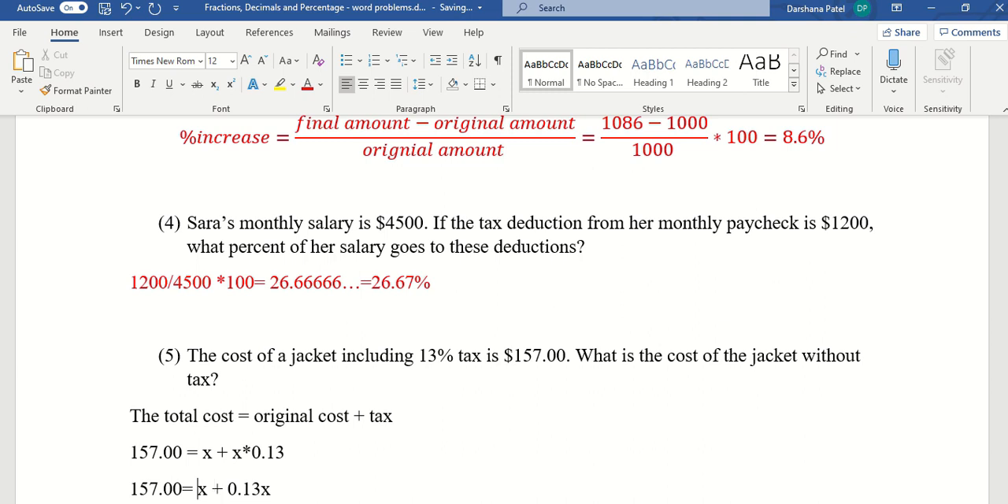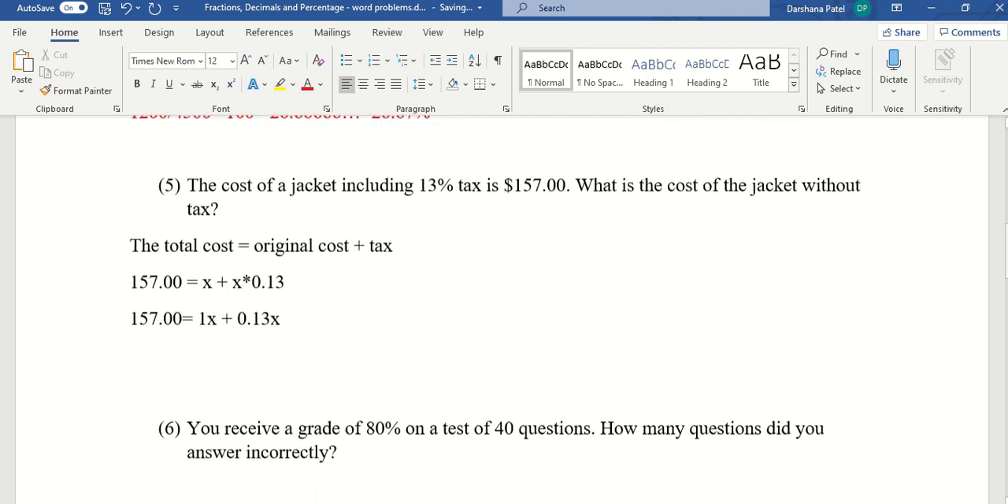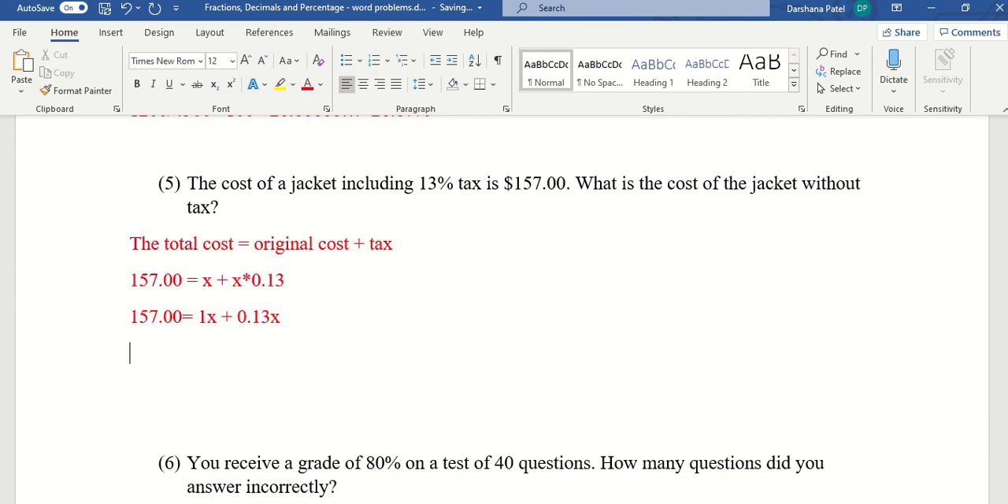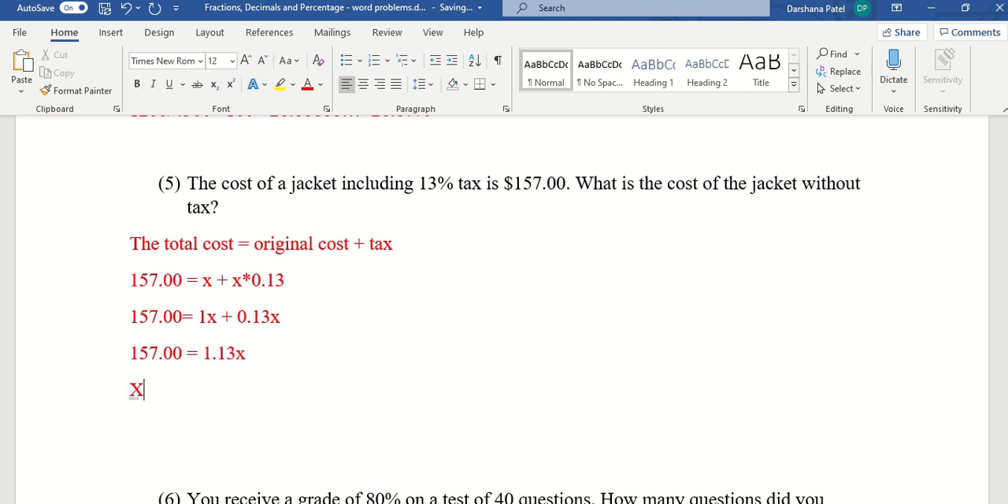If it helps you, you can think about this being 1x. So when we add 1x plus 0.13x, we get 1.13x. So 157.00 equals 1.13x. If you want x alone, we divide both sides by 1.13. Your calculator given to you for the test will have adding, subtracting, multiplying, dividing functions. We know because it's a dollar amount, we cannot have 3 decimals. We round it to the nearest hundredth, so it will be $138.94.